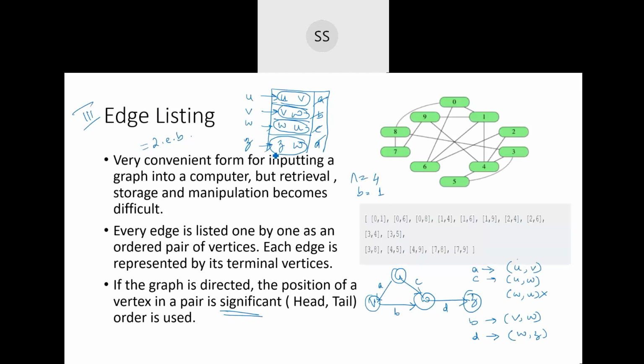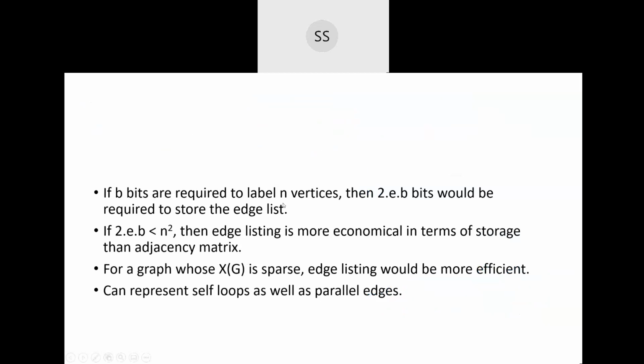So how many edges do I have? 1, 2, 3, 4. So that is equal to 2 into 4 into 1, that is equal to 8. So if you see the edge list itself, for A you have to use it 2 times, for B 2 times, for C 2 times, for D 2 times. So total how much? 1, 2, 3, 4. 4 into 2 is 8. So you require 8 bits to represent your edge list.